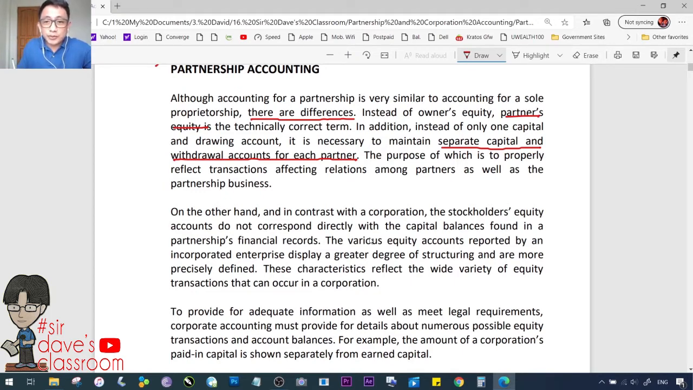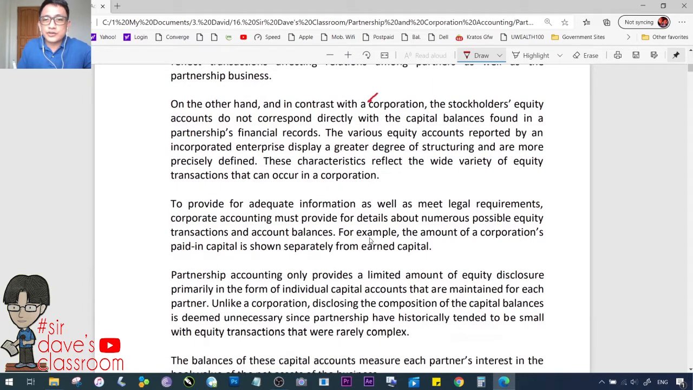On the other hand, the purpose of which is to properly reflect transactions affecting relations among partners as well as partnership business. Correct. On the other hand, and in contrast with the corporation, the stockholders' equity accounts do not correspond directly to capital balances found in the partnership financial records. Okay? Do not correspond directly. The various equity accounts reported by an incorporated enterprise display a greater degree of structuring and are more precisely defined. Sabi dito, sa corporate form of business daw, mas detalyado at saka mas established yung structure ng shareholders equity doon kesa sa partnership. Malalaman natin dito kung bakit.